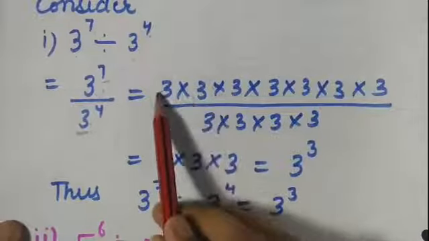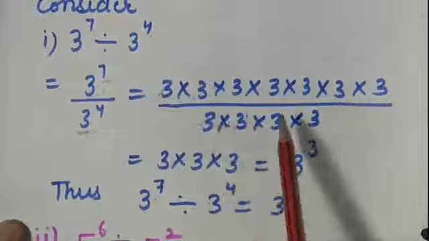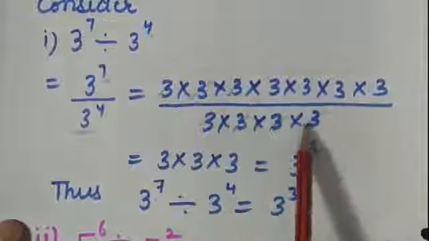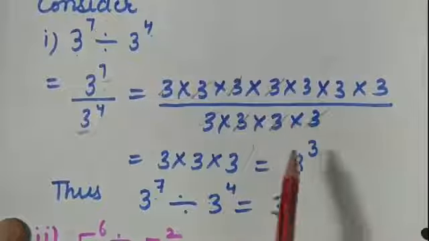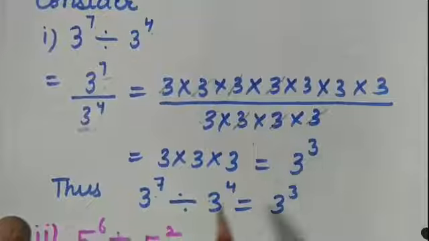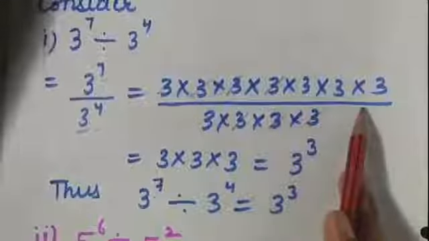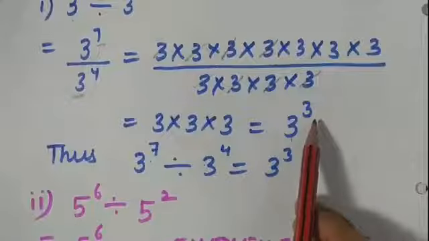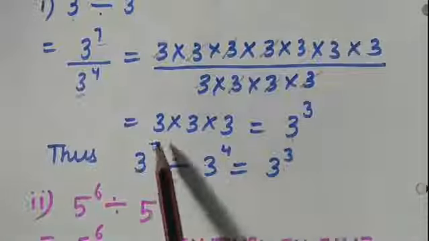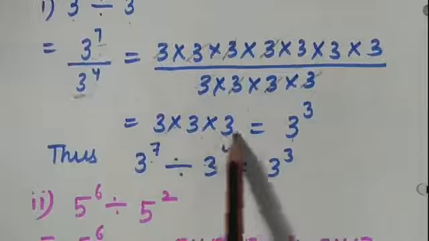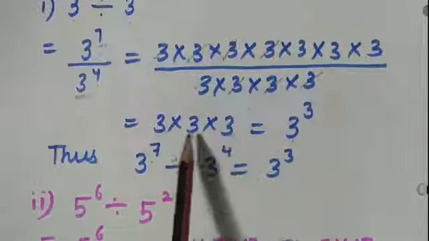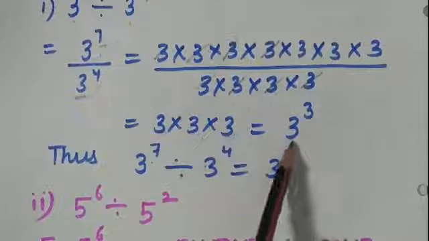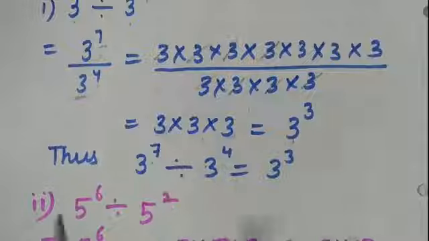This 3 is cancelled with this 3, this 3 is cancelled with this 3, and this 3 is cancelled with this 3. We are left with 3 3's. Okay, so we are left with 3 into 3 into 3, and this can be written as 3 raised to the power 3, because we are multiplying 3 and the number of times that 3 is being multiplied is 3, so that will be 3 raised to the power 3.